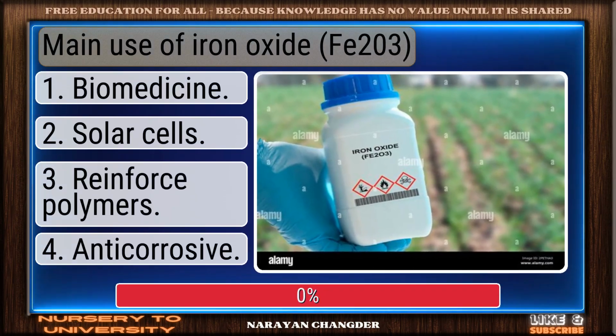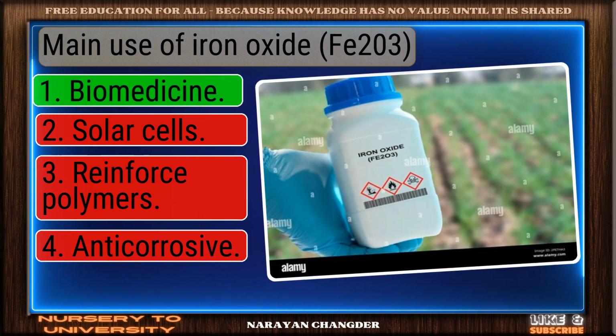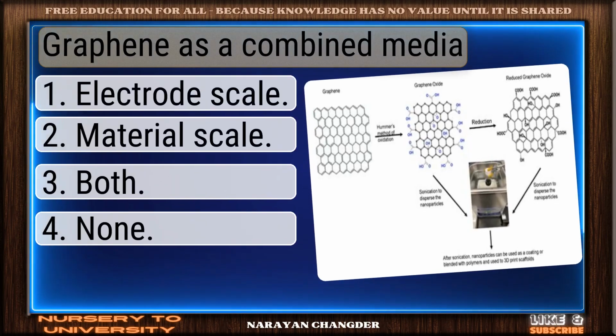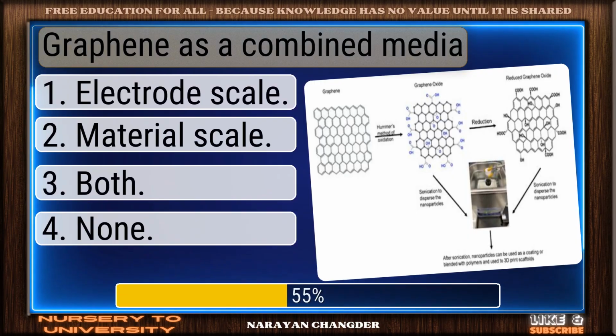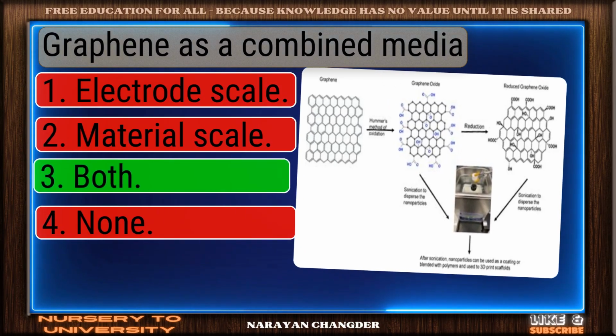Main use of iron oxide. Well picked. Biomedicine is the correct answer. Graphene as a combined media. Nicely done. Both is a solid answer.